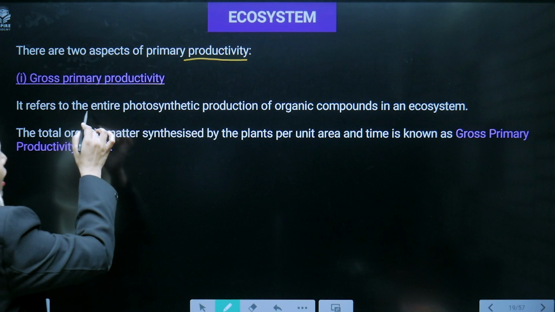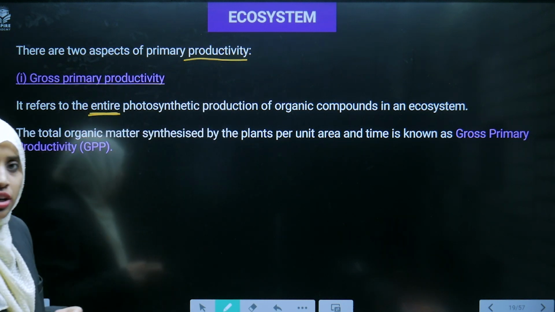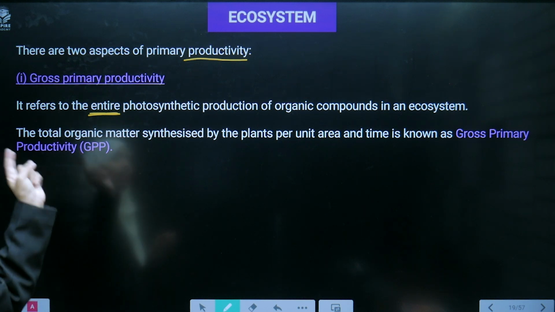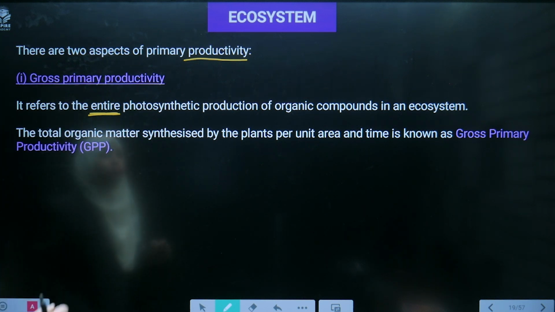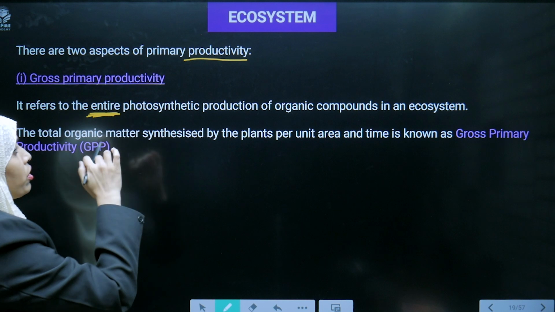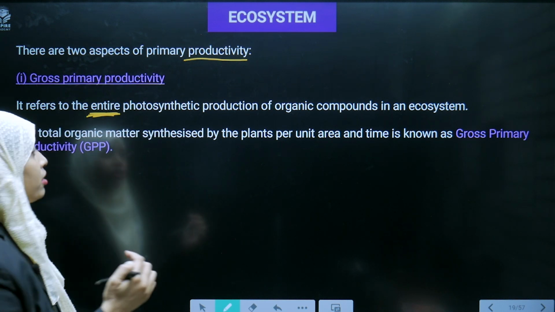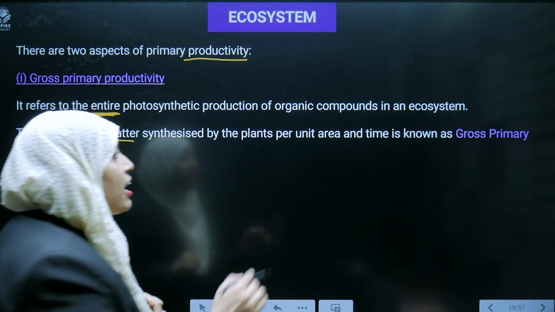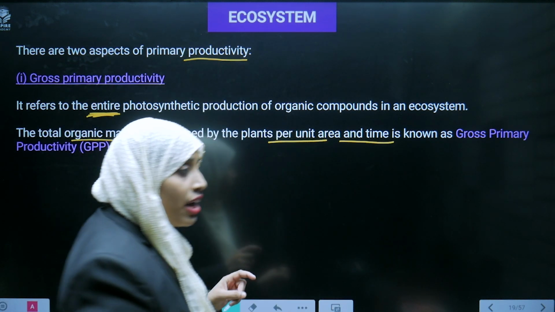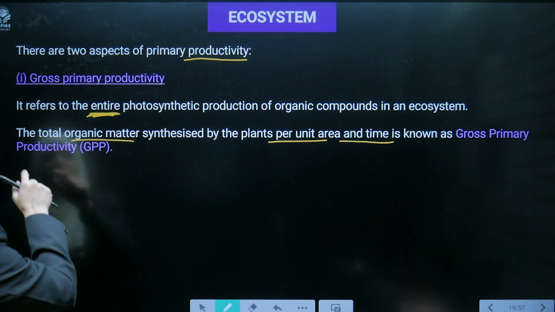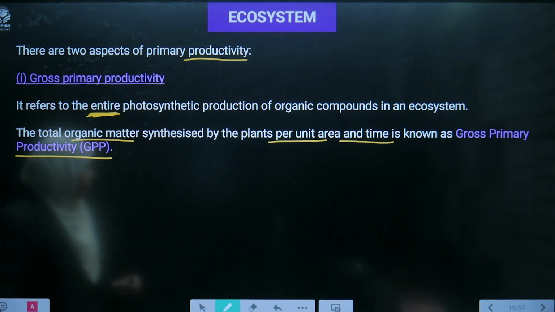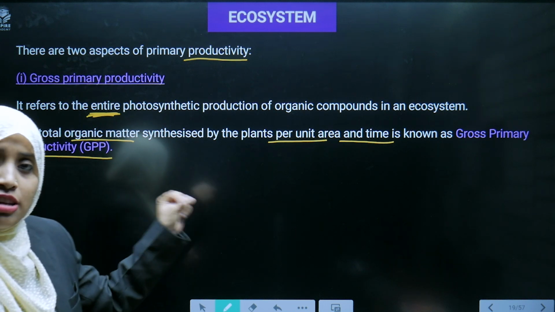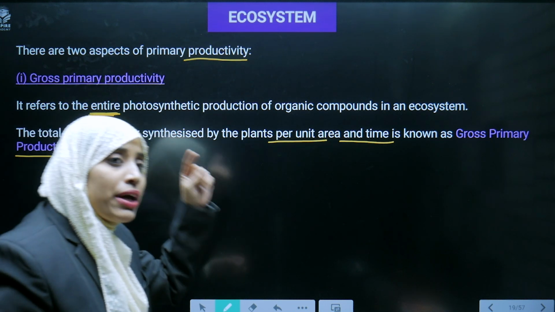Okay, it refers to the entire photosynthetic production. The total amount of organic compounds a plant made, so that is the gross primary productivity. So that entire total photosynthetic production by that plant, the total organic matter synthesized by the plant per unit area and time, is known as the gross primary productivity. Primary productivity is the total organic matter synthesized by the plant per unit area, per unit time.